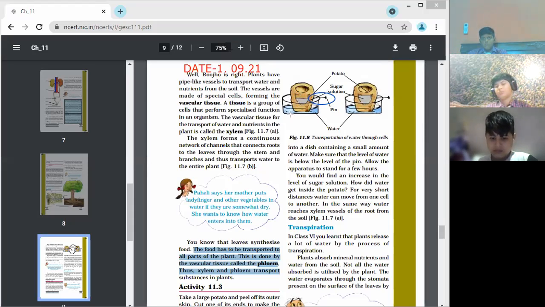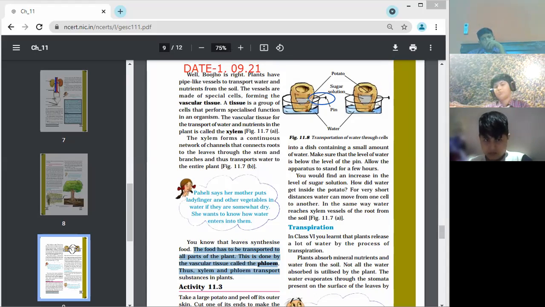Now keep that potato in a jar, or you can keep it in any utensil or dish. You can take any dish containing water, normal water. We have to take water in the dish, and that level of water in the dish should be less than the level of the sugar solution.